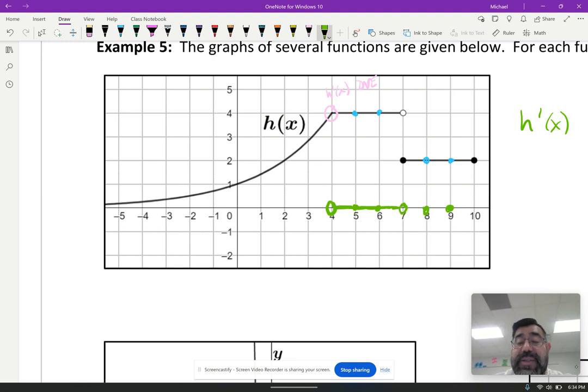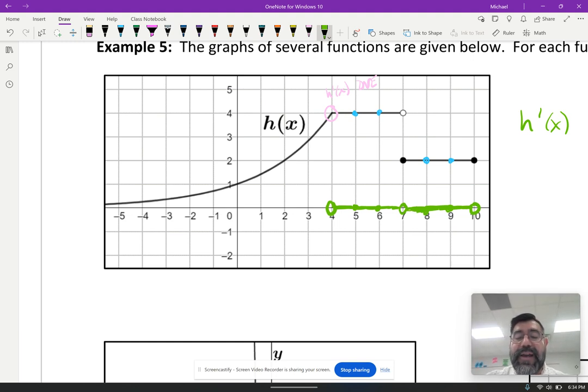In between 7 and 8, I have a constant function, so it's flat. The derivative is 0. The derivative is 0 all the way until I get to 10. And at 10, because I don't know what happens on the other side, I can say that the derivative doesn't exist there. I can't put a tangent line at a point where I don't have another side of the point. It's just the graph ends there, so that's that.